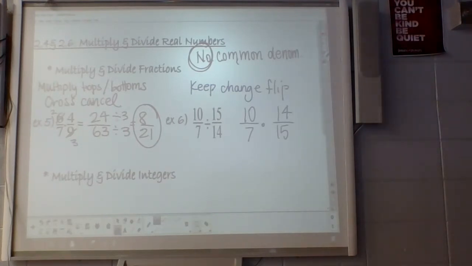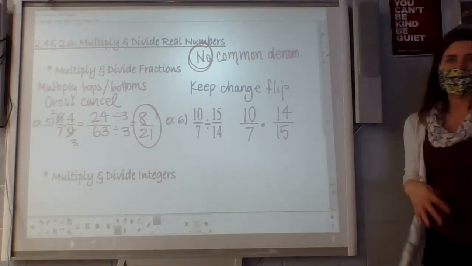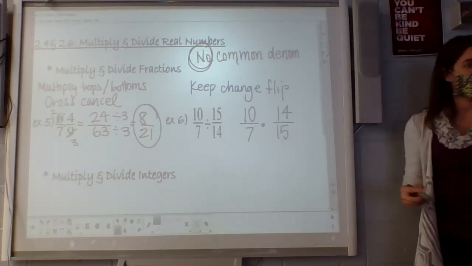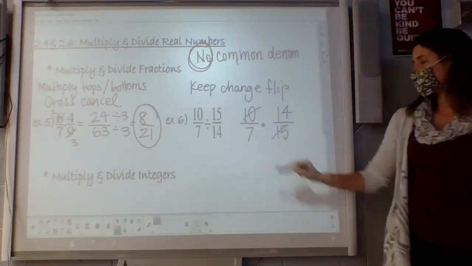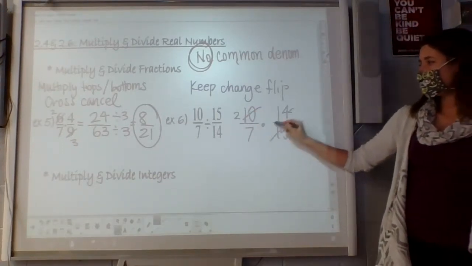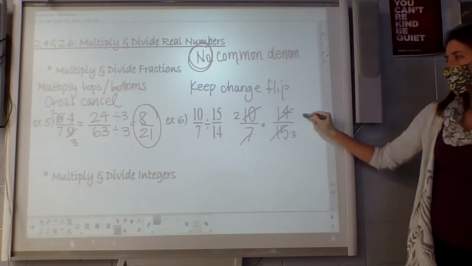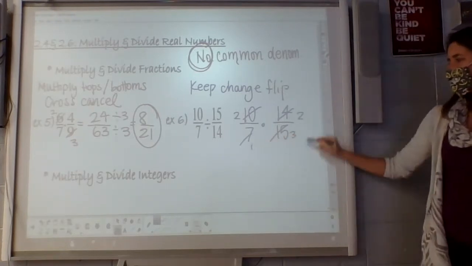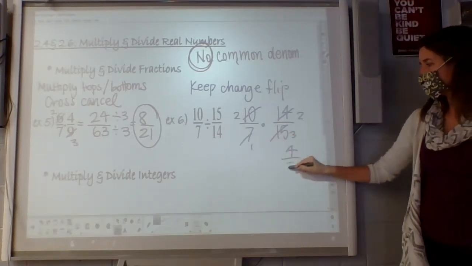This time, I want to cross cancel because in my head, 7 times 15 is not the easiest multiplication to do. So I'd divide each of these by 5. And then these two, I can divide them both by 7. So I end up with 4 over 3.